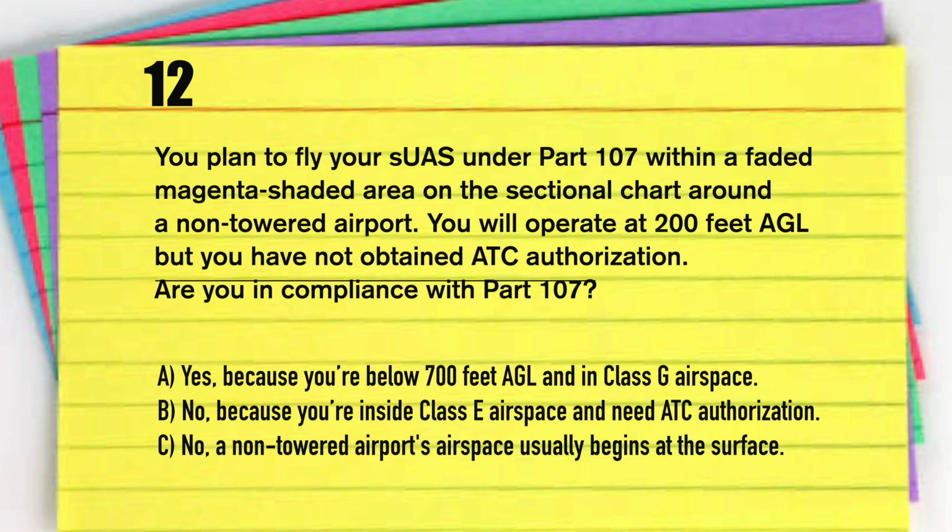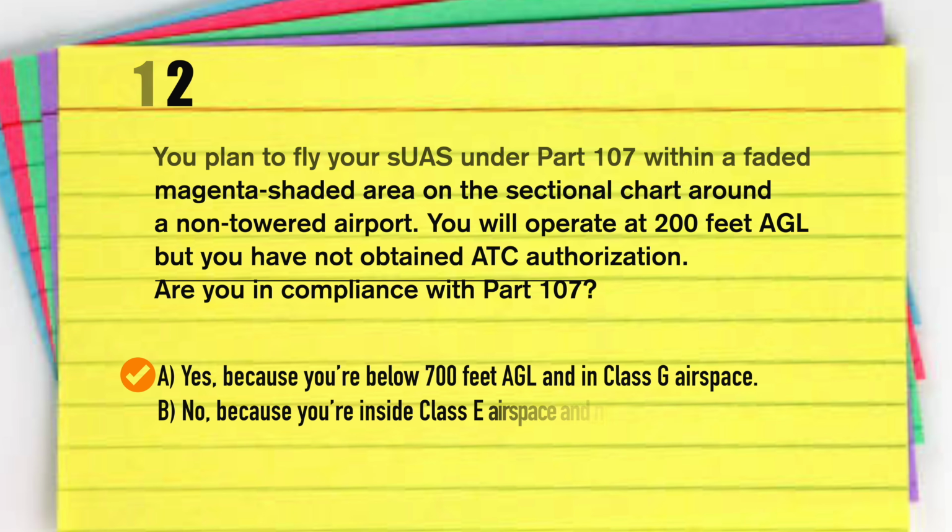Or C, no, a non-towered airport's airspace usually begins at the surface. Now, the key thing to remember here is the faded magenta area around a non-towered airport.